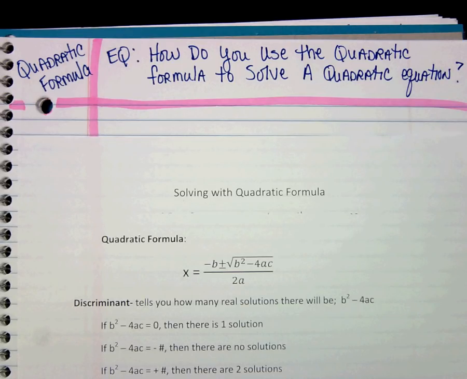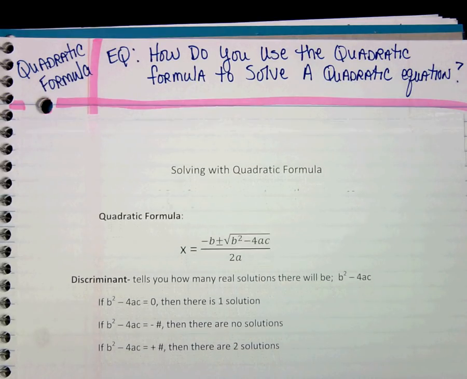This lesson, we're going to learn how to solve a quadratic equation using the quadratic formula. Please set up your notebook. Your essential question says, how do you use the quadratic formula to solve a quadratic equation?